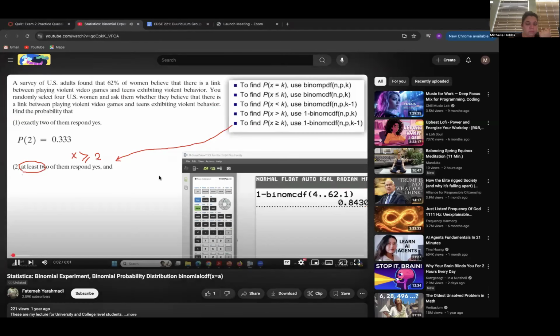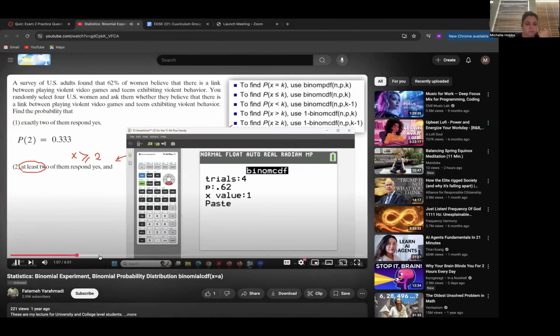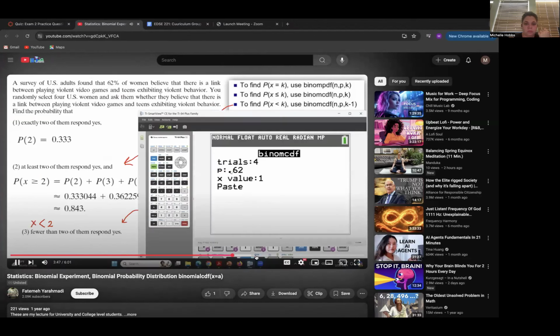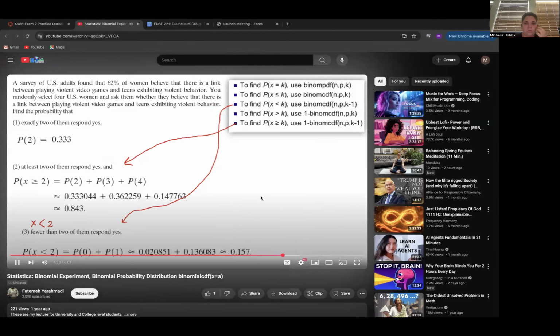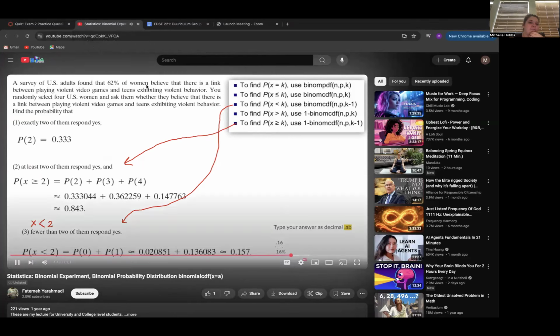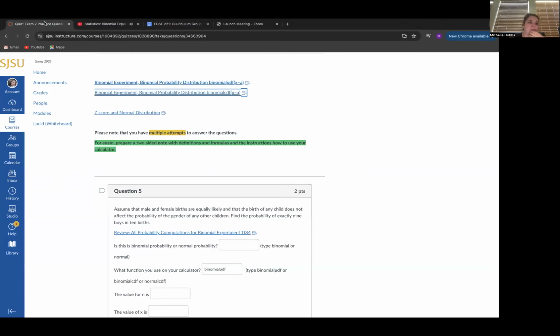Now this question says find the probability. The result is 0.157, or 15.7%. But if the question says, round it to 2 decimals, it is 0.16 or 16%.